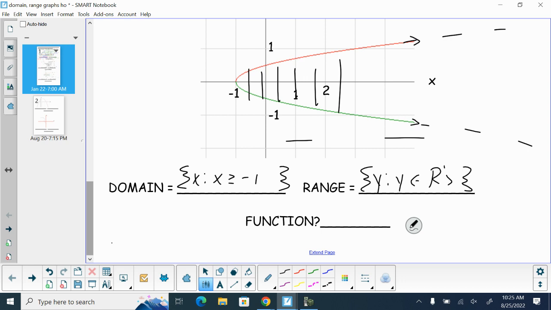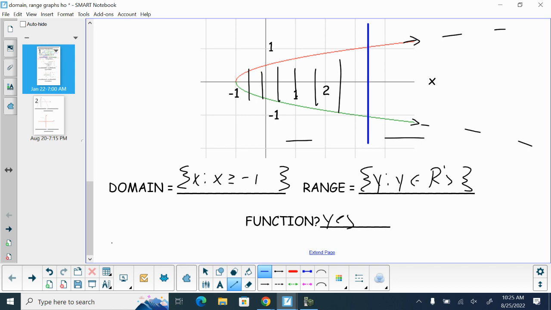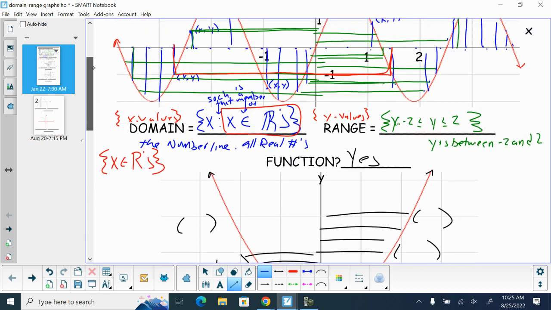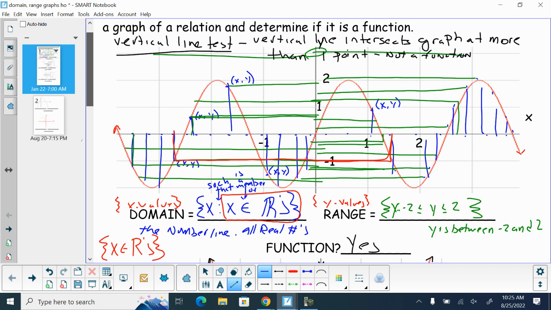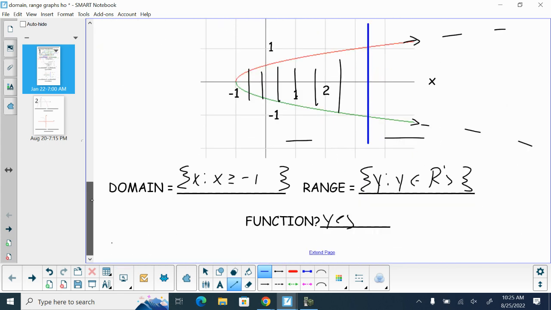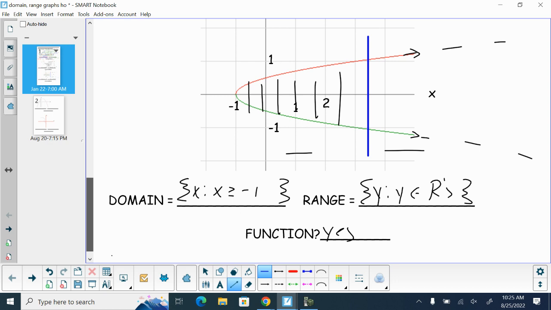Function or not a function, Sophia? Yes, it is. Okay, can I draw a vertical line? If I draw a vertical line, okay, vertical line test. If a vertical line intersects a graph at more than one point, not a function. Do I intersect the graph at more than one point? Yes, they do. So is this a function?